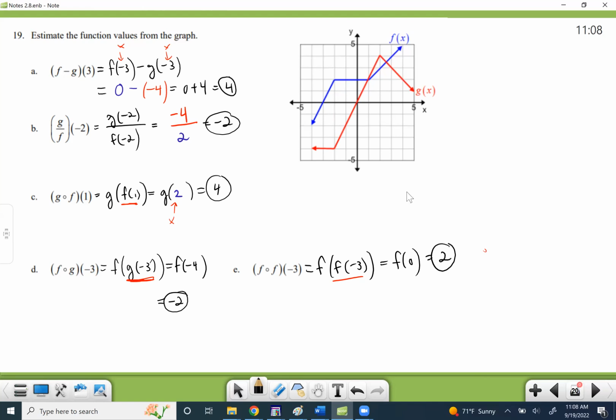Okay. So you start off with a certain x value, but then it changes, right? Once you find what the y value is, that y value becomes the new x value for the outermost function.